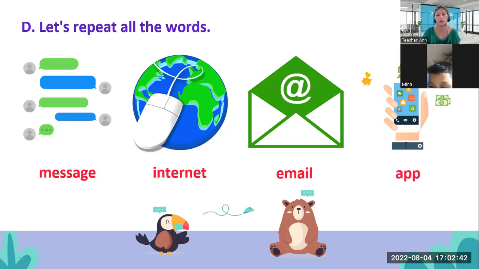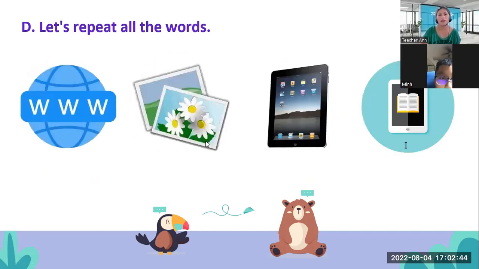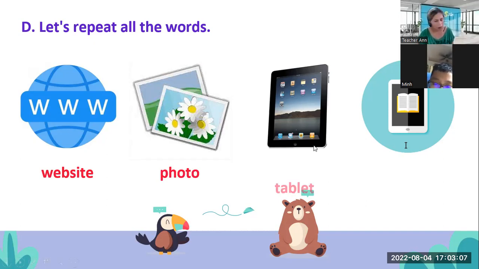Okay, that's apps. Okay. Now, how about this? What is this? www dot. It's website. Okay, next one. What is this, Ken-Ken? Photos. It's photo. And this one, Ken-Ken? Tablet. Okay, it's a tablet. And this one, Ken-Ken, what is this? E-book. Very good, Ken-Ken boy. Great job.